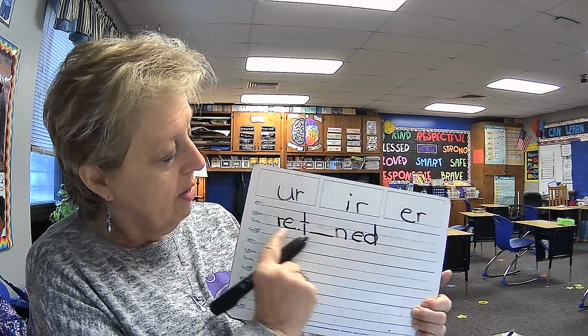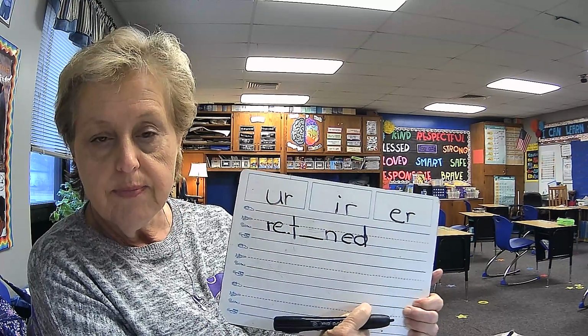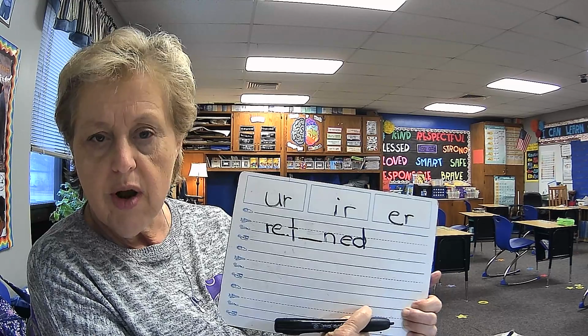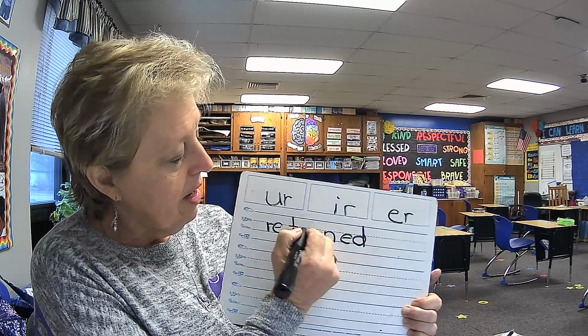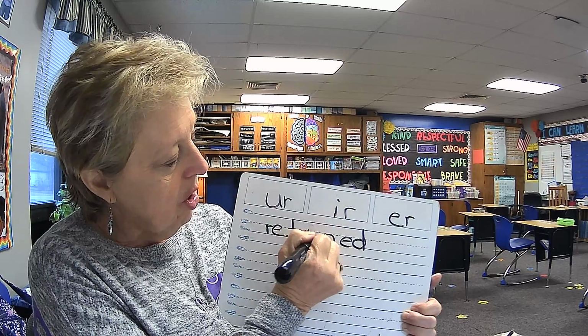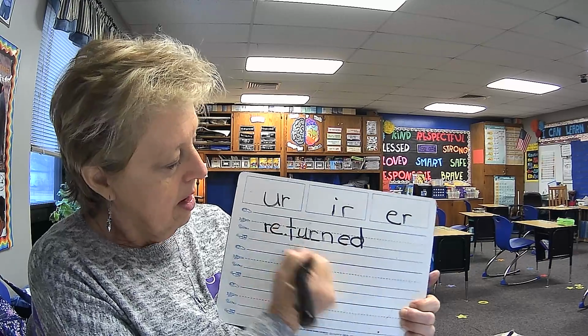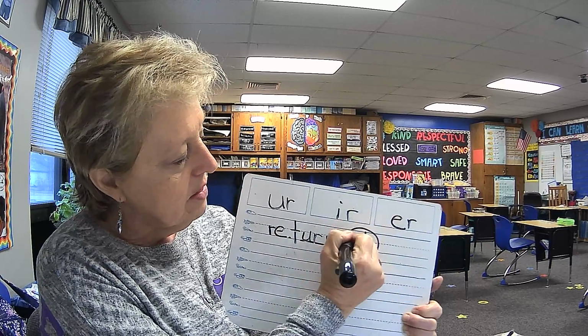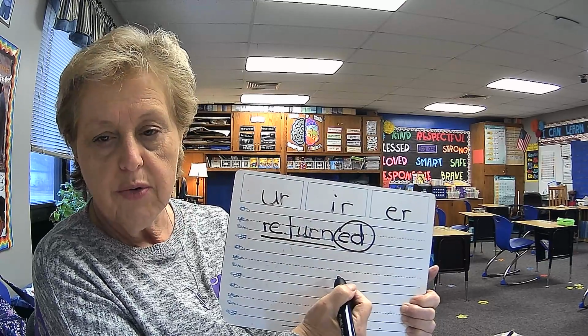Returned. Okay, so we have to figure out which of these three. Try it. Which one looks right? That's right. It should be UR. Returned. So let's circle our suffix and underline the base word return.